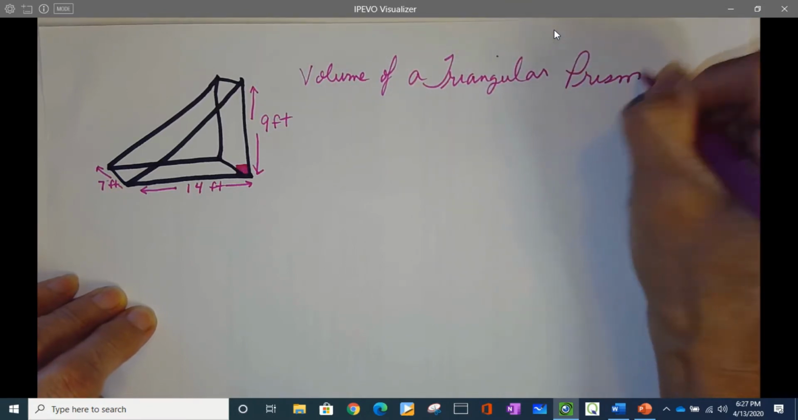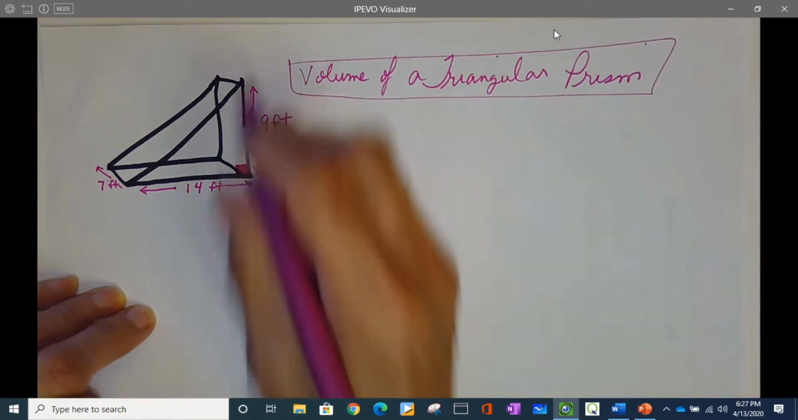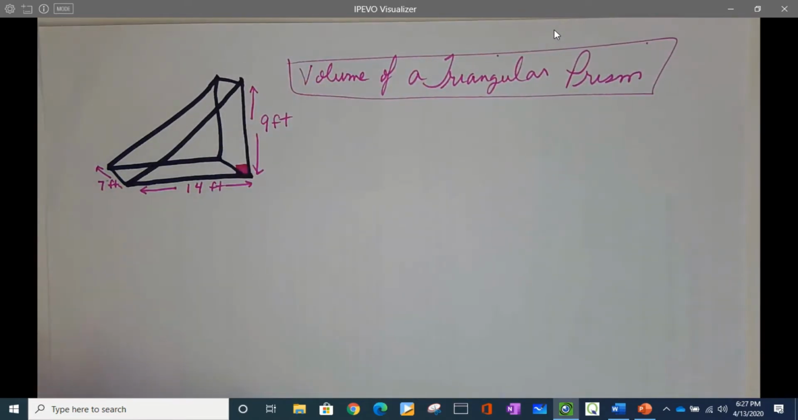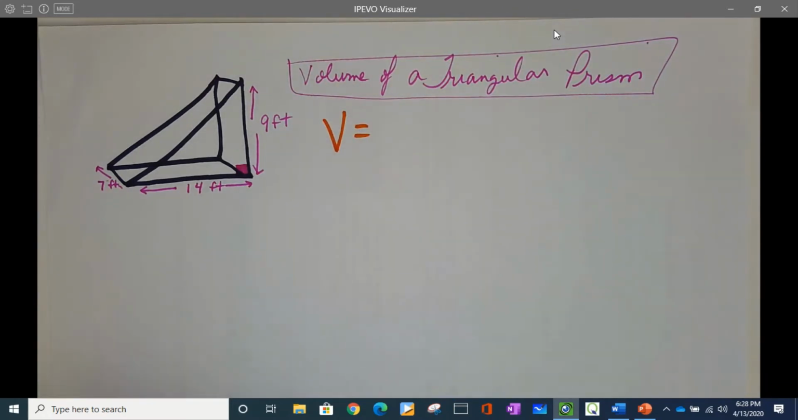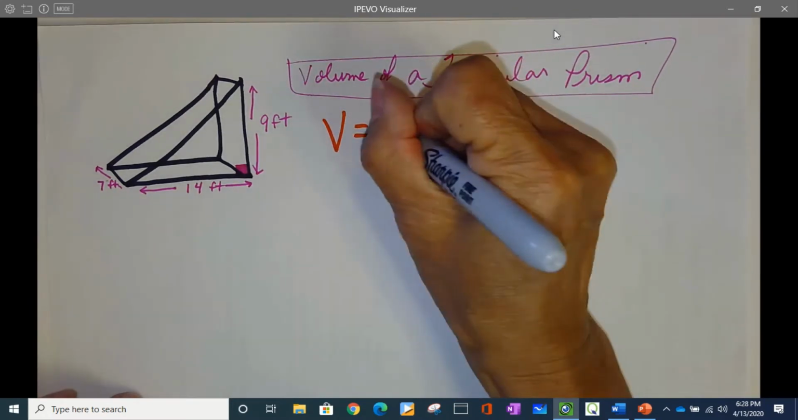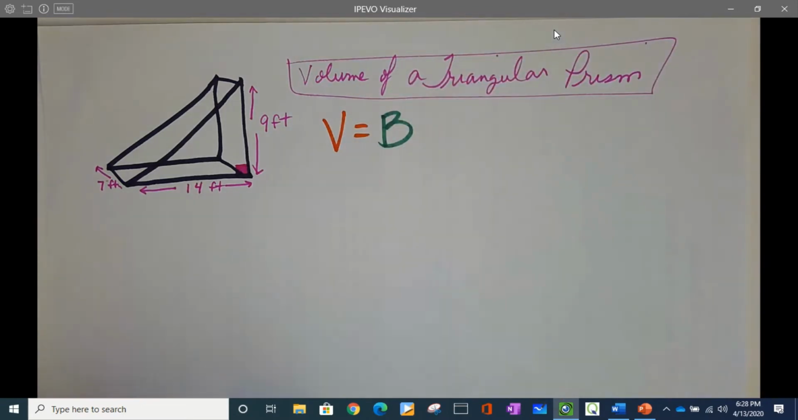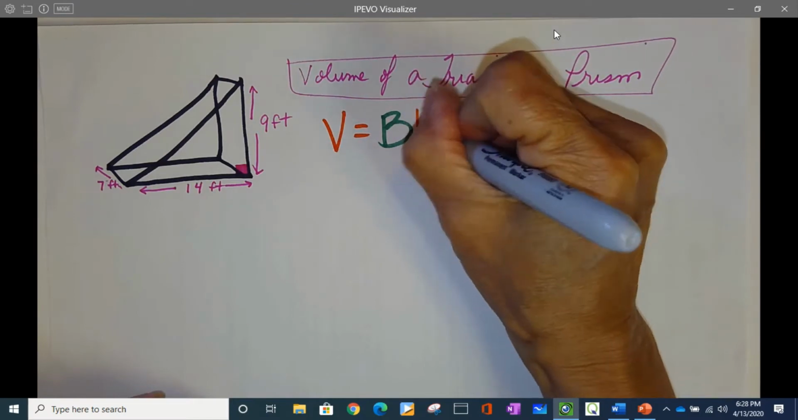Okay, when you look at this, you know the formula for volume of a rectangular prism is volume equals base times height. But you always remember that for a triangular prism it is 1/2 base times height. So this is what it would look like. Volume equals, we're going to do B times H. Okay.